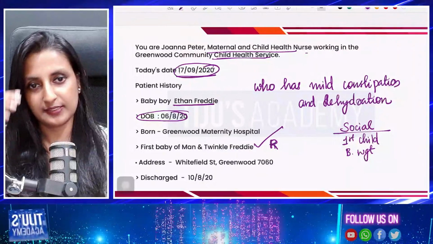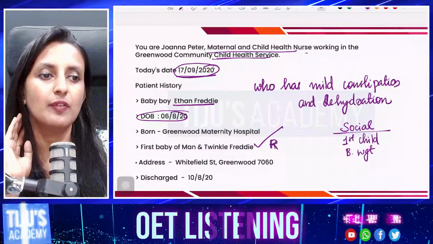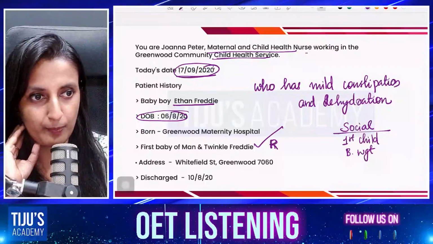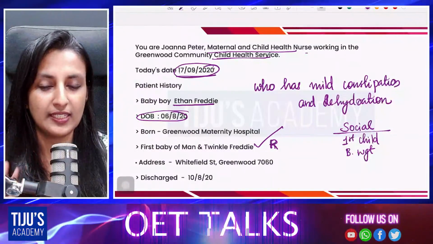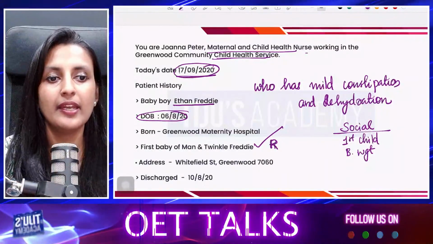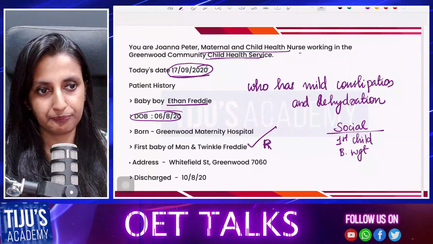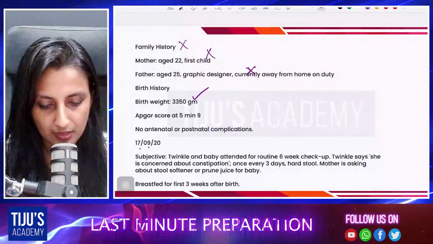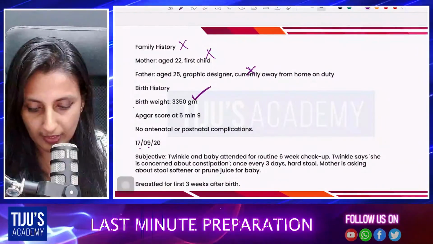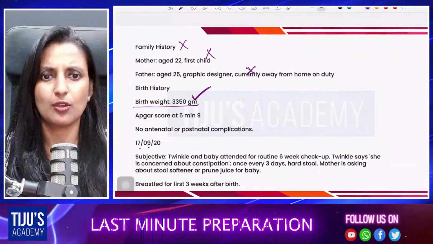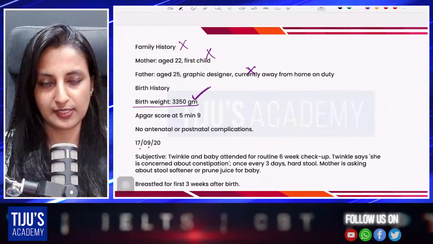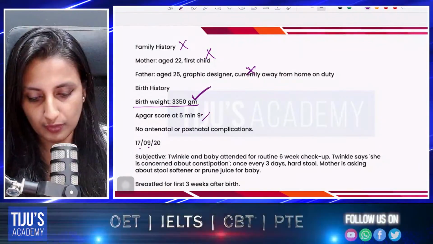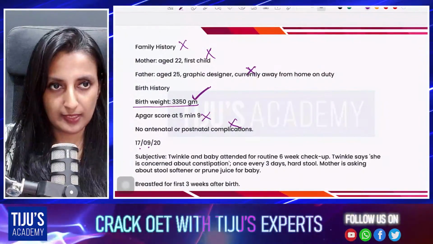So we can start with the social history, and the first line of the social history says this is the first child of the parents. His birth weight is 3350 gram. And the rest, all this information is irrelevant. We only need to take the birth weight from here. Apgar score is not relevant for a lactation consultant. No antenatal or postnatal complication, so we can eliminate that part as well.